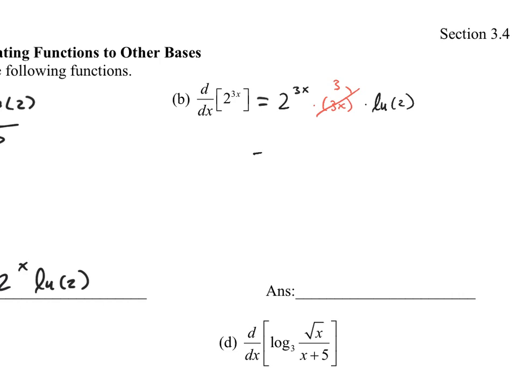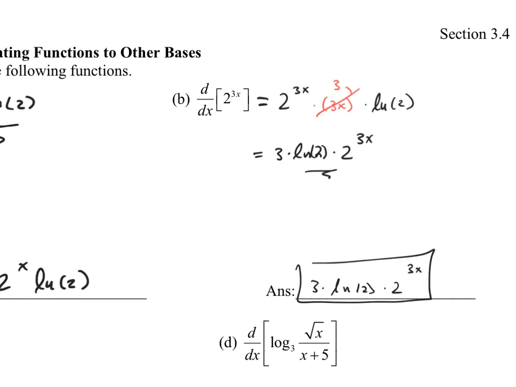So here I end up with, man, I don't know how you want to write this one. How about 3 times the natural log of 2 times 2 to the 3x? How about that right there is how I'll write it. I really don't care which order you have that in. Remember, 4 times 5 is the same thing as 5 times 4. It's commutative. It doesn't matter which order you put those things in.